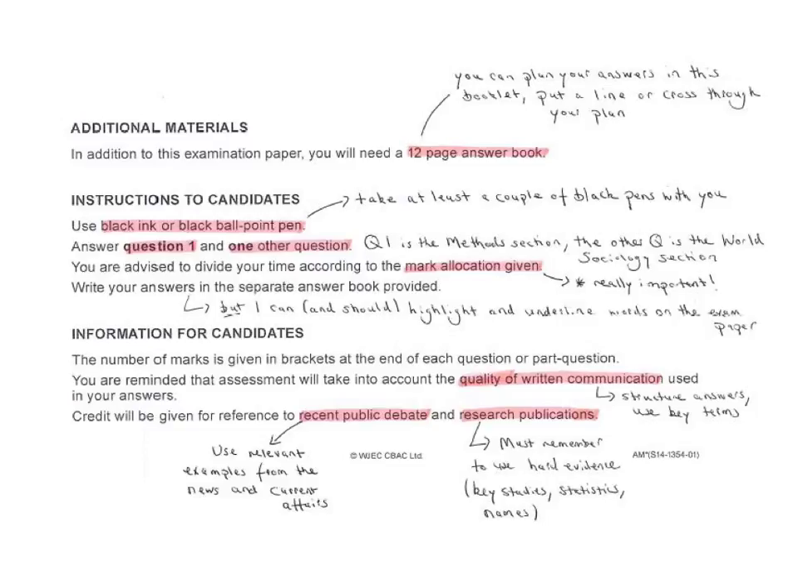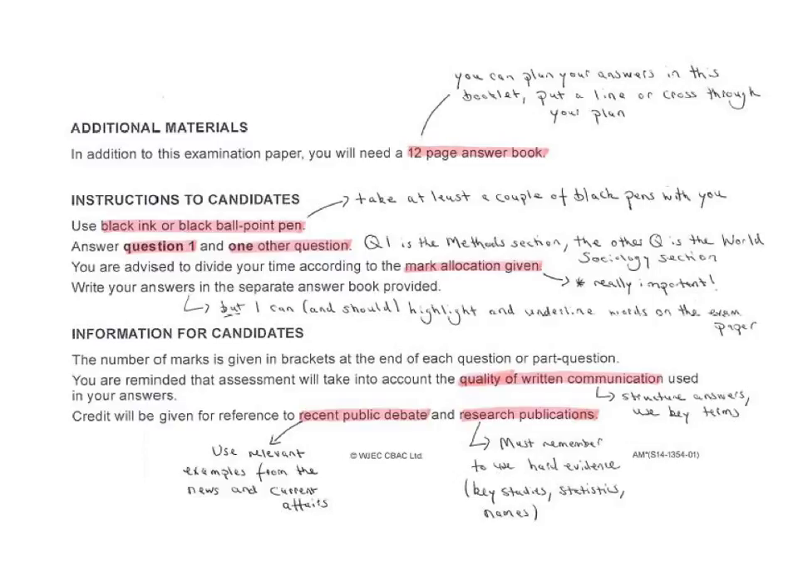So it says that in addition to the exam paper, you'll be given a 12-page answer book. This is where you can write your answers. You can also plan your answers in this booklet as well, and once you finish with your plan, put a line or a cross through your plan, leave a line and then start your proper answer, and obviously put the number of the question in the margin.